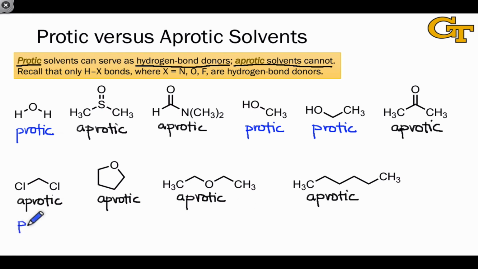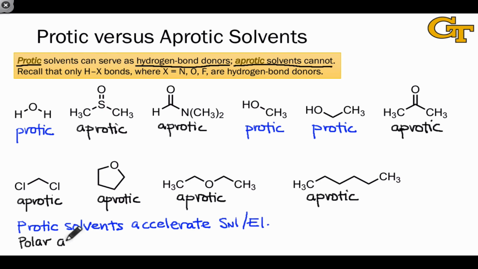Thanks to their ability to engage in strong dipole-dipole interactions and hydrogen bonds with charged intermediates of reaction mechanisms, polar solvents will accelerate SN1, and we saw this in an example of the intermolecular forces involved on previous slides. Polar aprotic solvents, which are still capable of engaging in dipole-dipole forces, acetone is a great example of this, tend to accelerate SN2 more so than SN1 or E1.